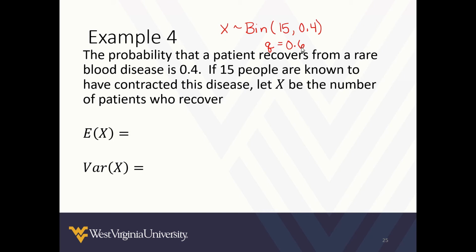Our formula for finding the mean is n times p. So this would be 15 multiplied by 0.4. So our mean is equal to 6. So we should expect that 6 patients should recover. Our variance is n times p times q. So that would be 15 times 0.4 multiplied by 0.6, and that would be 3.6.